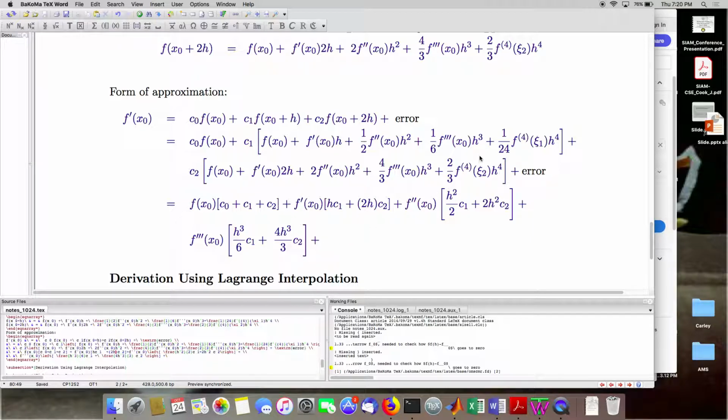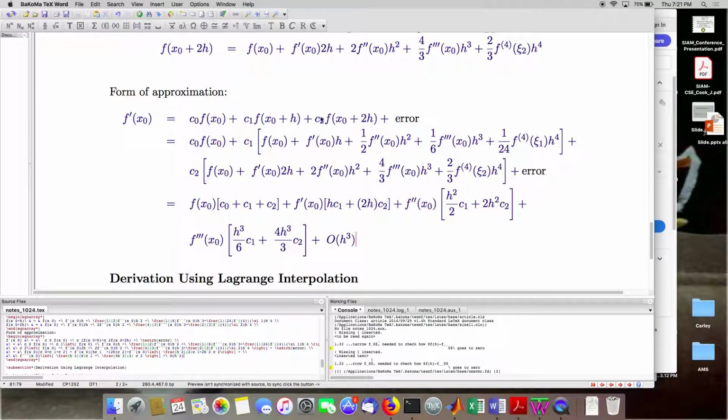And what follows is terms involving the fourth derivative. I'm not going to repeat those here, because really our error is going to come from this. Because I can make this 0, I can make this 1, I can make this 0, but I have no control over this, because c1 and c2 will already be determined. So this is going to be my leading error term. Everything else will be something of order h to the fourth times c1 or c2, which is order h to the minus 1, so what follows is order h cubed.